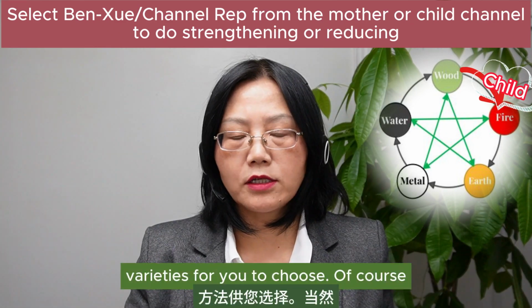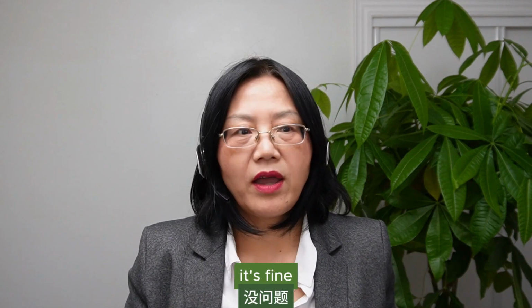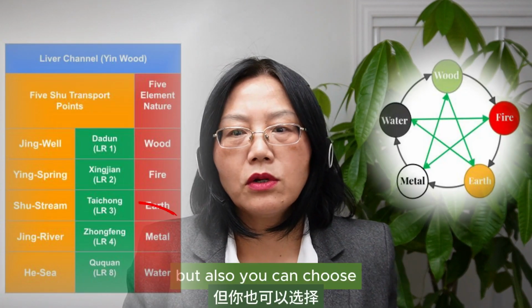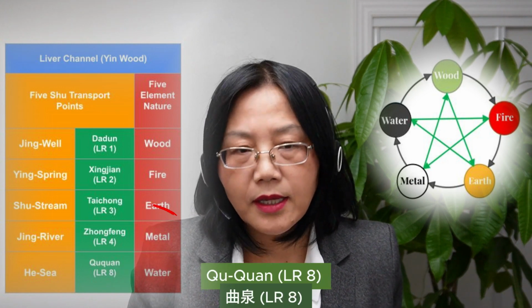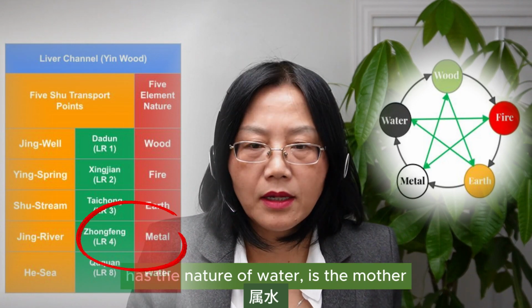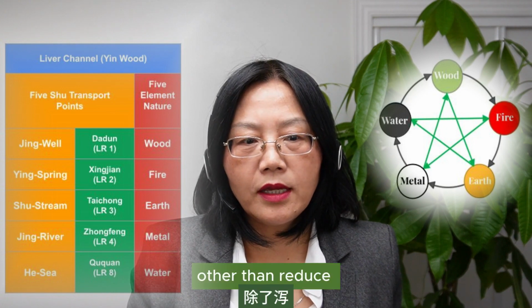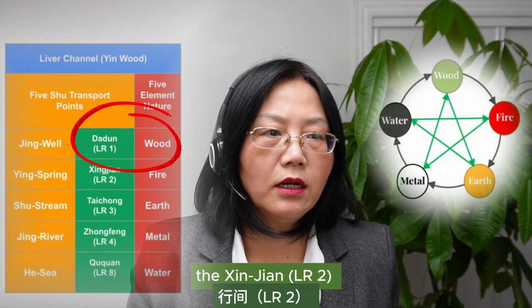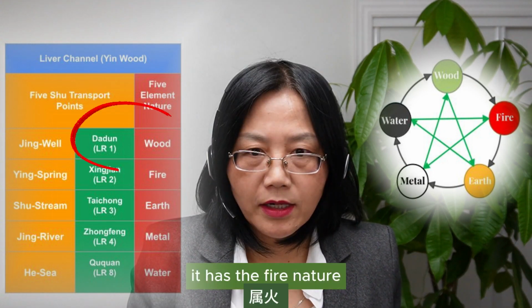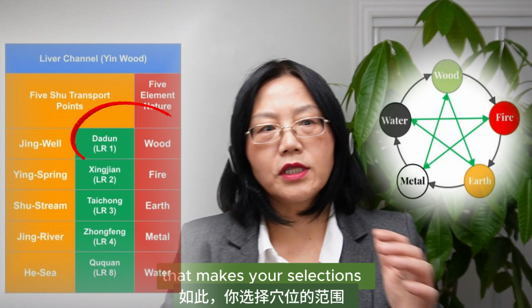There are many varieties for you to choose from. Of course, if you want to choose the same channel on the liver, it's fine. For example, in the deficient type, you can choose Yingu KI10, but you can also choose Ququan LR8, because Ququan LR8 has the nature of water and is the mother point of the liver meridian. If it's an excess type of liver, other than reducing Shaofu HT8, you can also choose Xingjian LR2, because LR2 has the fire nature and is the child point of the liver channel. That makes your selection very wide.